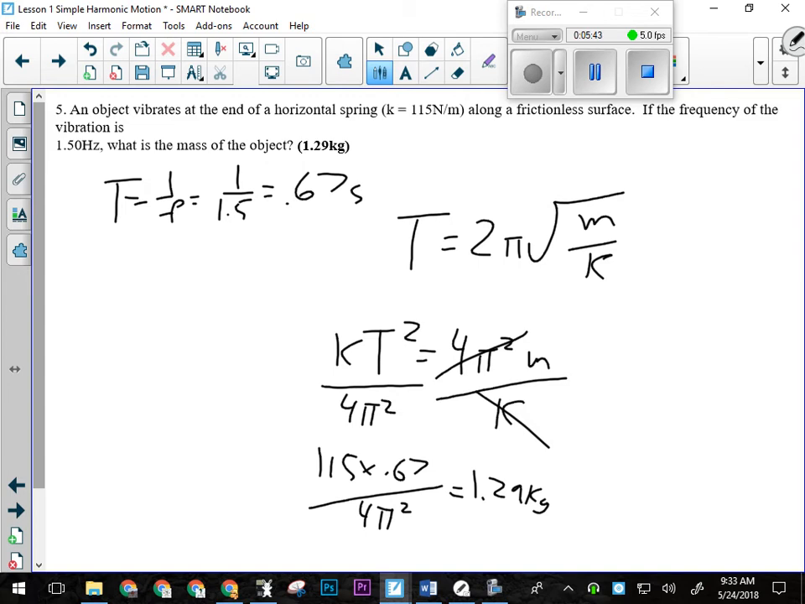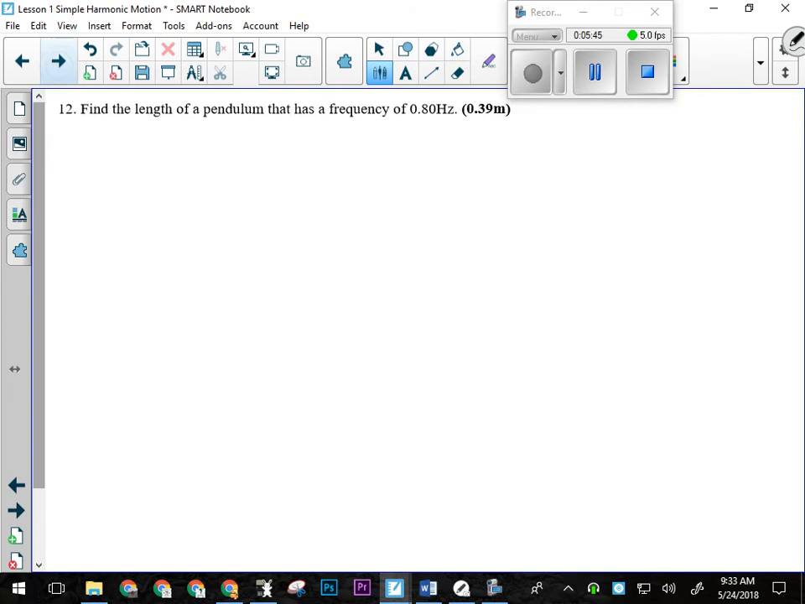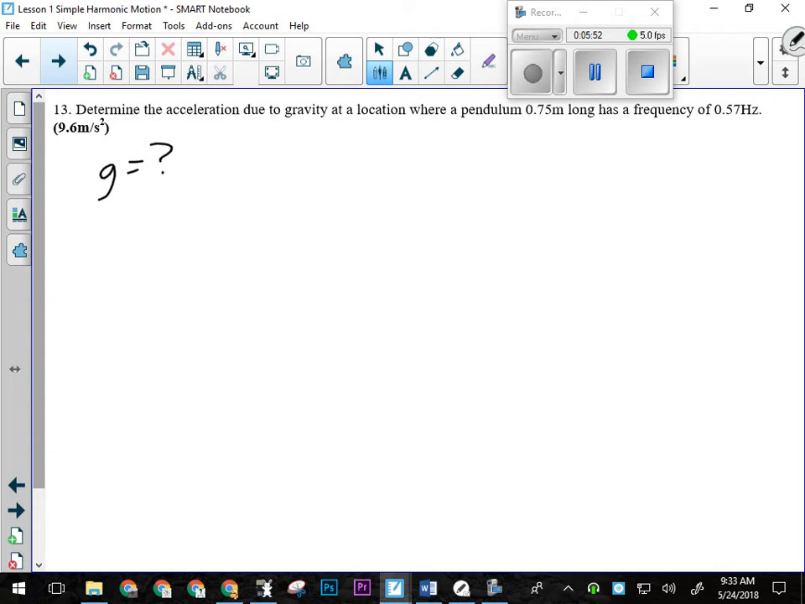Number 13. We're looking for the acceleration due to gravity, so a little g, in a place where a 0.75 meter long pendulum has a frequency of 0.57 hertz. In this last unit, we always have to watch whether I'm given period or frequency, because it makes a difference. The first thing I need to do is get the period of this pendulum by going 1 over f, so 1 over 0.57.